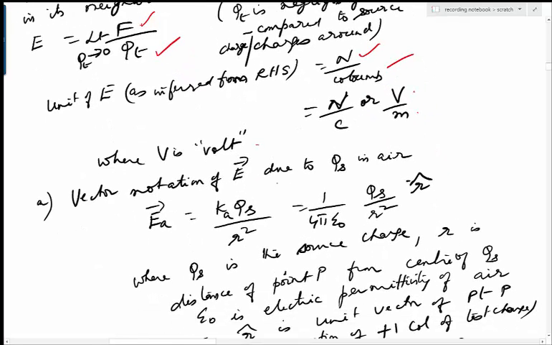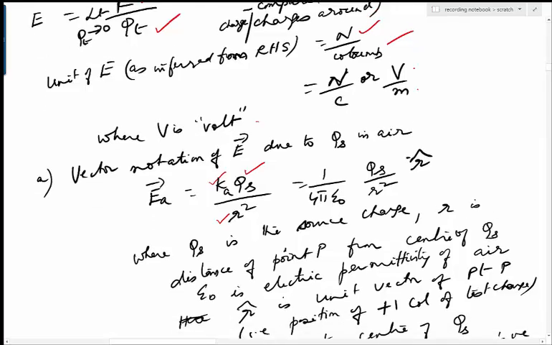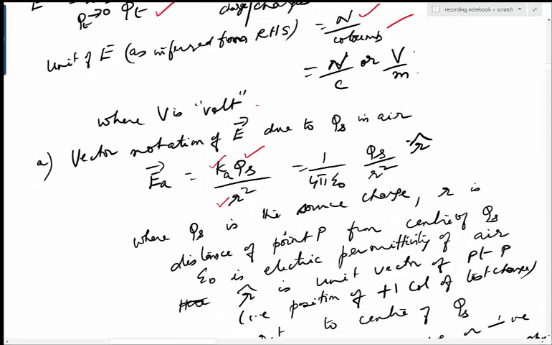Now, the vector notation of E due to Qs in air is E equals K Qs by R square. I am not doing the derivation because it's the end of the year, just the period before the public examination, where Qs is the source charge. Here the test charge does not come into play. E at the point depends only on the medium of choice, the source charge, and the distance of the given point from the source charge. It does not depend on what test charge you are imagining there. It should be a unit test charge.